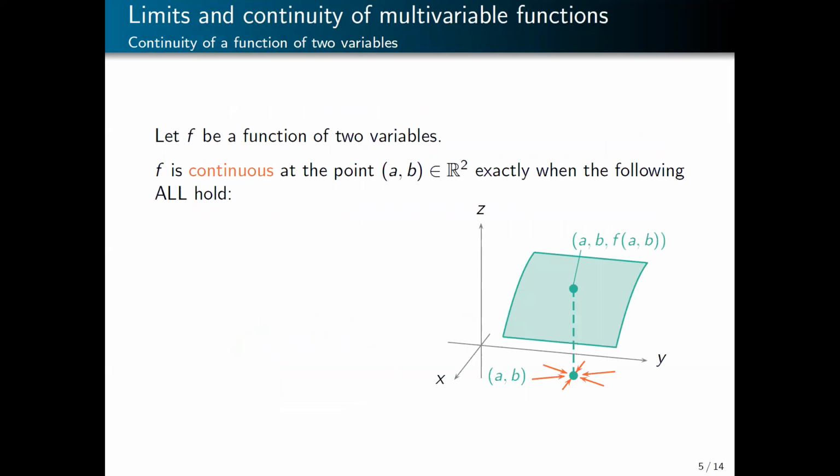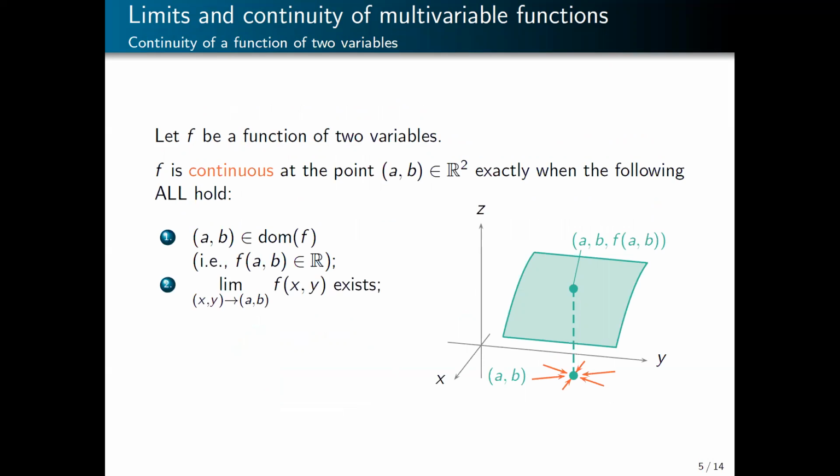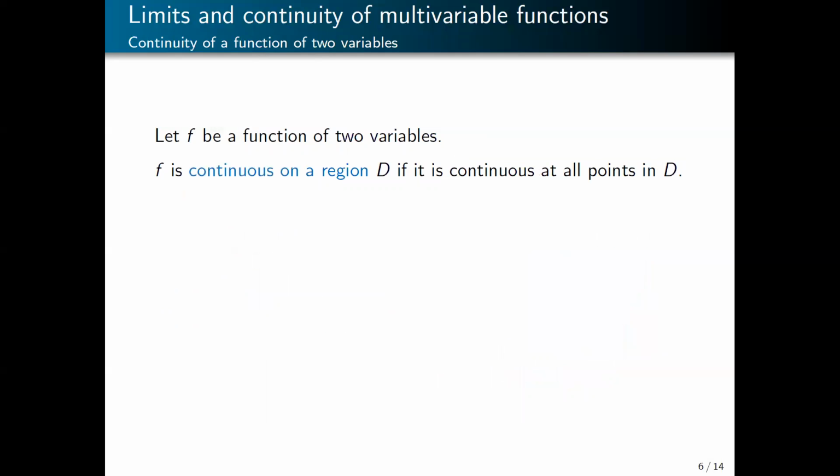A function f of two variables is continuous at a point (a, b) in R² exactly when the following conditions all hold. First, f is defined at the point (a, b). Second, the limit of f as (x, y) approaches (a, b) exists. And third, the limit of f as (x, y) approaches (a, b) exists and is equal to f of (a, b). Visually, these conditions mean that the graph of f corresponding to some open disk containing (a, b) is an unbroken surface. f is said to be continuous on a region D if it is continuous at all points on D.